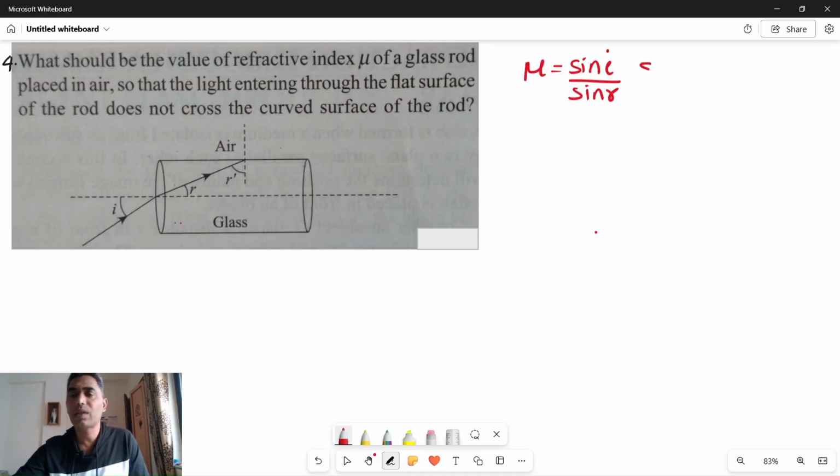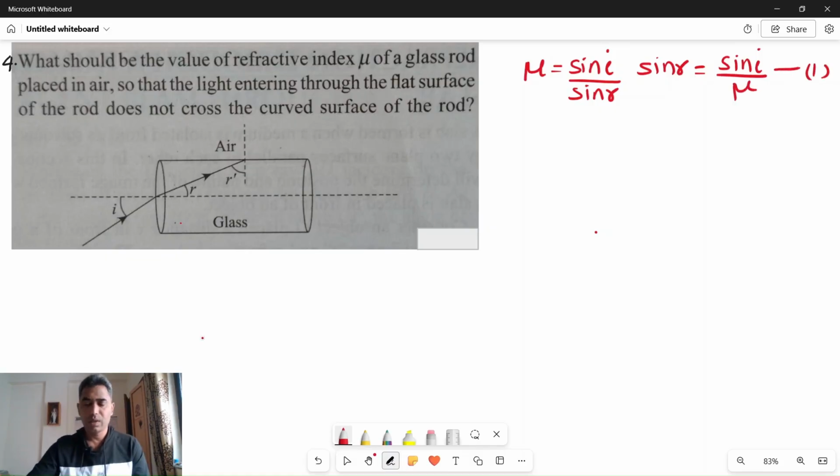So from this, sine R will be equal to sine I upon mu. You can call this equation 1. Now, the ray should not come out, right? So that means here there should be total internal reflection at this surface. The ray has entered here. So here, if the ray has to suffer total internal reflection, that means this angle R dash should be greater than the critical angle, right?